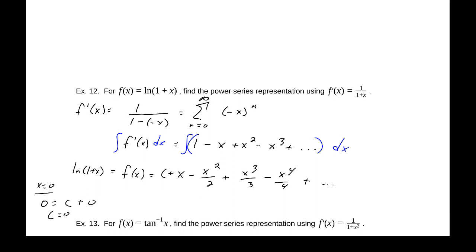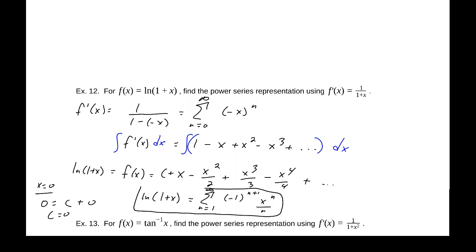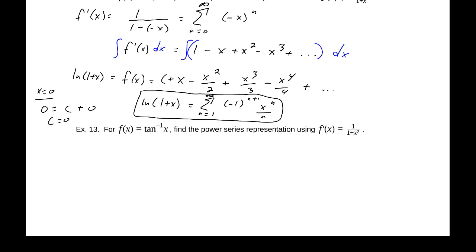All right, so that means natural log of 1 plus x is, and we have alternating signs there, the sum from n equals 1 to infinity. Okay, take care of the alternating. So negative 1 to the n plus 1, x to the n over n. Stare at that pattern for a little while and make some sense of that if it's not obvious at the moment.